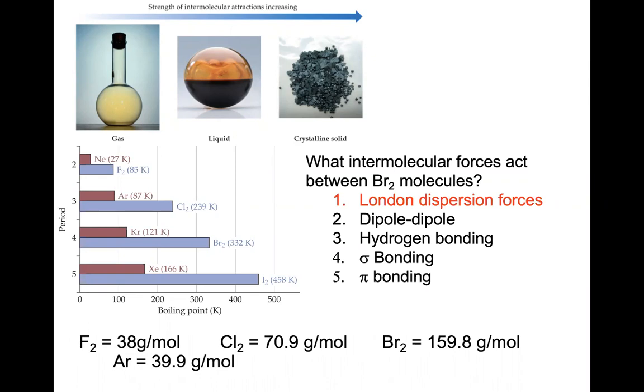And it's a really good match where I see F2, Cl2, Br2 with the masses going up, up, up. Argon is a little bit more than fluorine, and sure enough, its boiling point is a little bit higher than F2. So in terms of these species that have dispersion forces present, the molecular weight was a really good description for these.